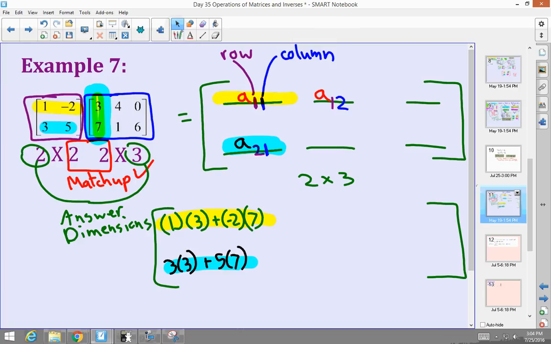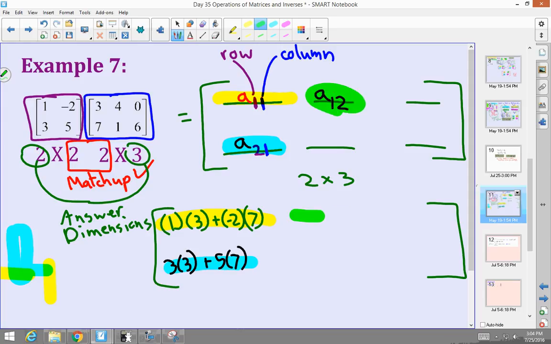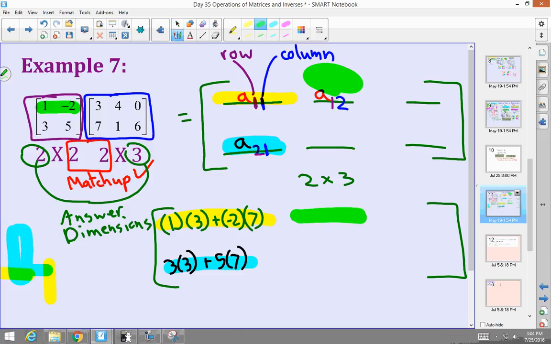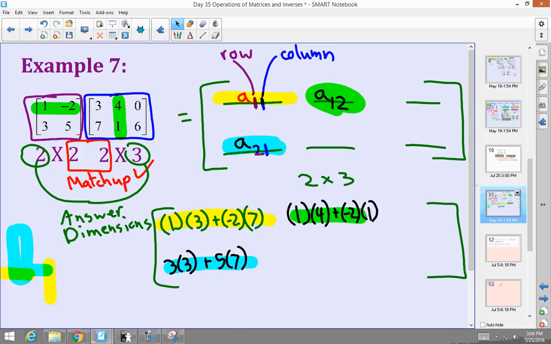So now let's just clear the board a little bit, and hopefully this helps. If I'm doing A1,2, here it is. Okay, this piece here, 1, is row 1 off of the purple. Row 1 off of the purple, but it's column 2 off of the blue. And that will help me set up 1 by 4 plus -2 by 1. Okay. Hopefully you're starting to see how that pairs up. Row 1 of purple, column 2 of blue.